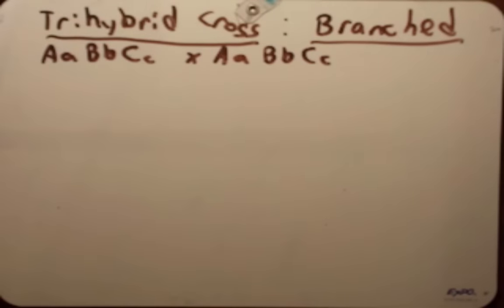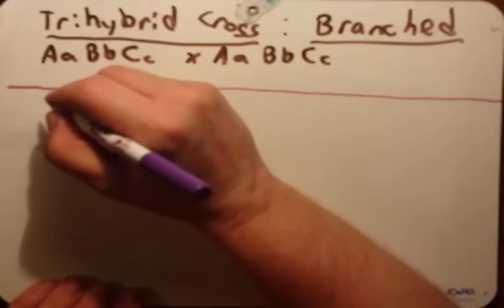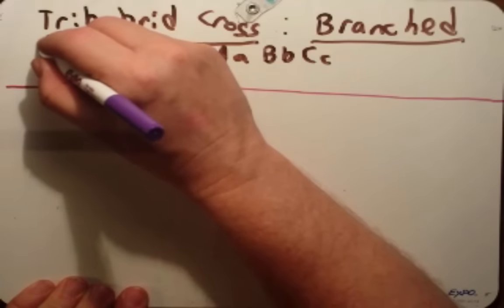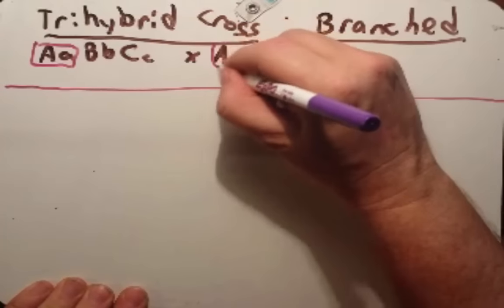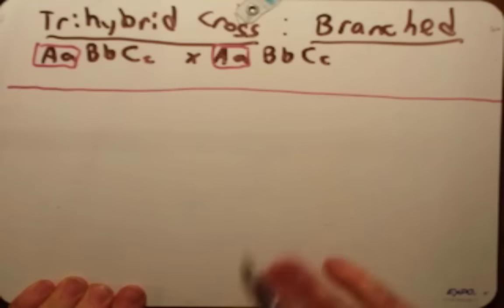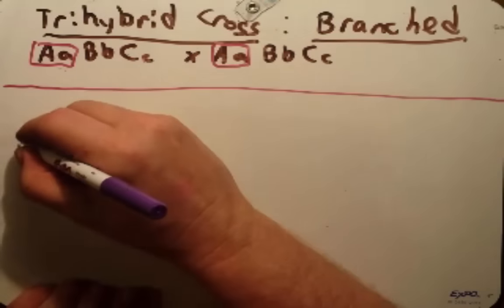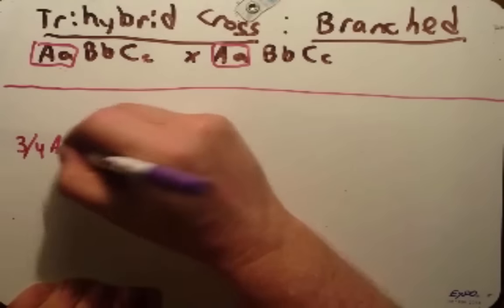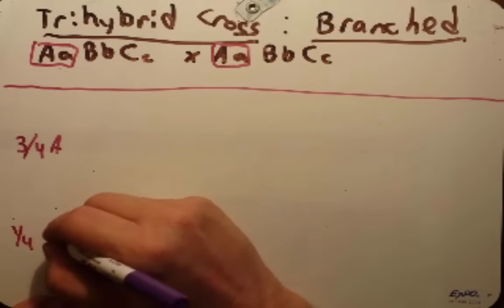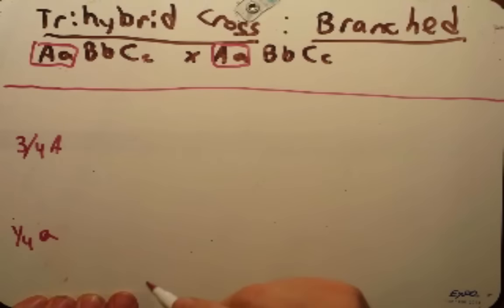Okay, so let's start the branch method by making a table. What we're going to do is consider each of these allele pairs individually. So we're going to ignore the rest of them. If we had 4, 5, 6, we're going to ignore them all. So let's just look at big A, little a. We know that if you did a monohybrid cross of big A, little a by big A, little a, you're going to get 3/4 of those being big A. And you're going to get 1/4 of these being little a. All right, simple enough so far.